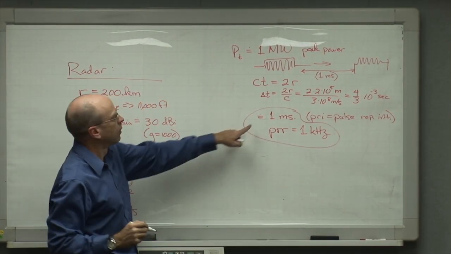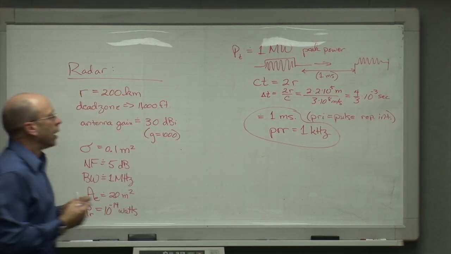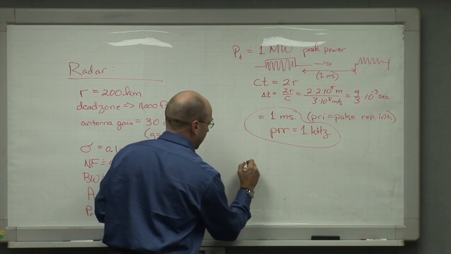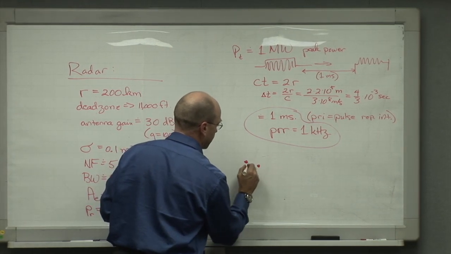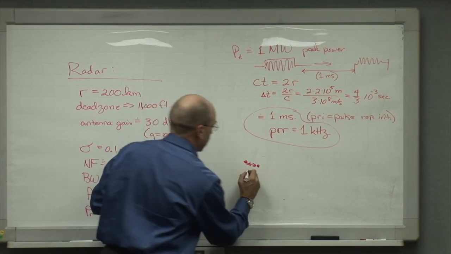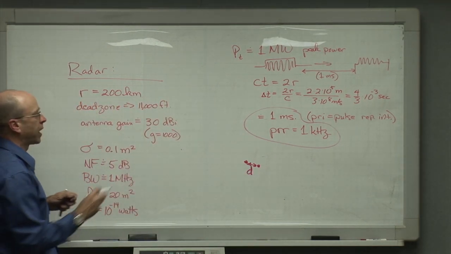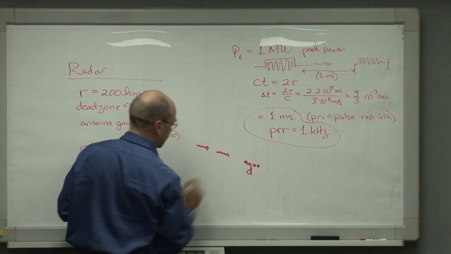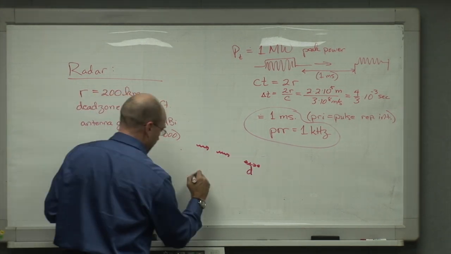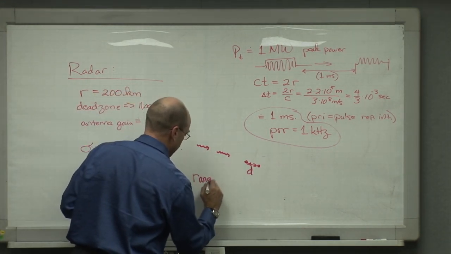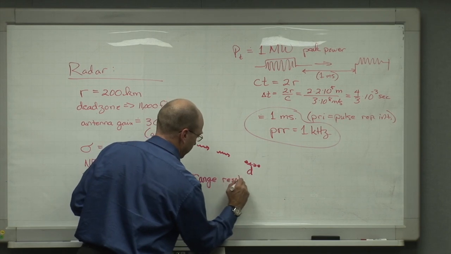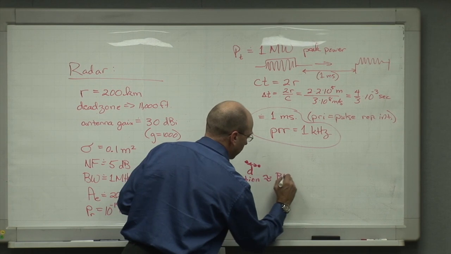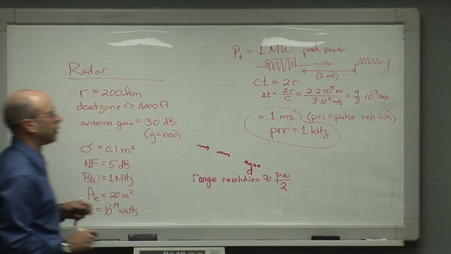So now we know how often we can emit a pulse. The next problem is, how long should the pulses be? Well, we want to be able to distinguish between two targets that are separated by some little distance d out in space, with pulses that are coming out like this, a pulse at a time. And I don't want to belabor the point except to say that the range resolution is approximately equal to the pulse width divided by 2, half the pulse width.